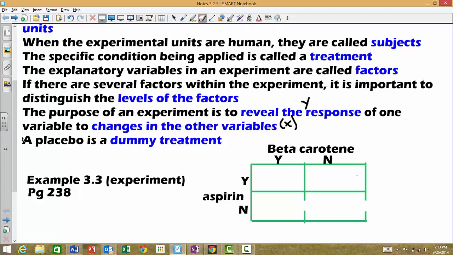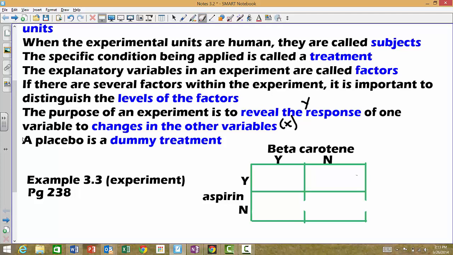So what they're going to do is split these doctors into 4 groups, and give them different treatments, and then at the end of the study see if there was a reduction in heart attacks. Aspirin is a blood thinner, so it helps the blood get through the heart faster and prevents the heart from having to work too hard.